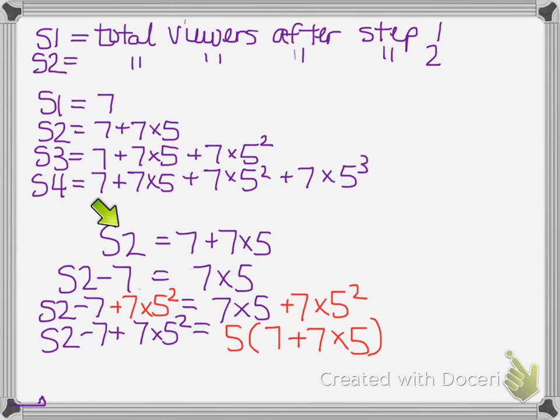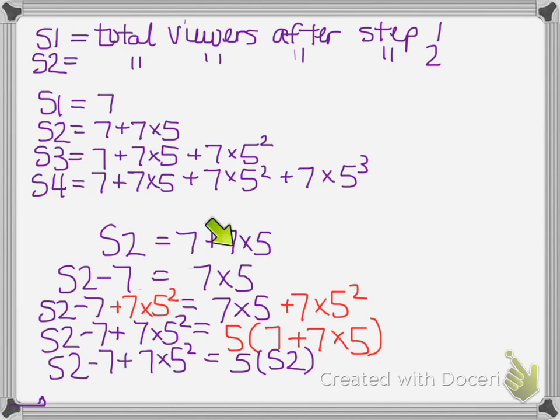So we can write this equation much simpler now. We've got S2 minus 7 plus 7 times 5 squared is equal to 5, and instead of 7 plus 7 times 5, I'm going to write S2. All right, so this becomes a linear equation. Now for step 2, this was an easy equation to solve. It's just two things to add.